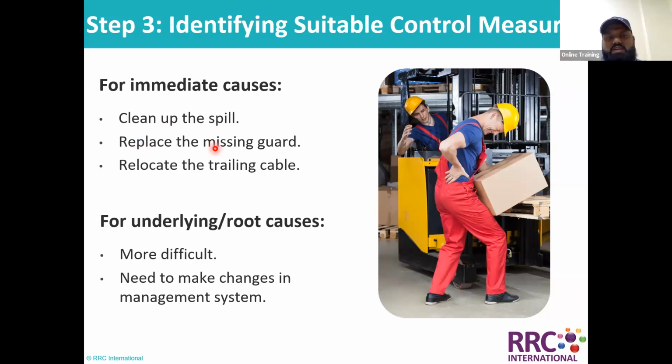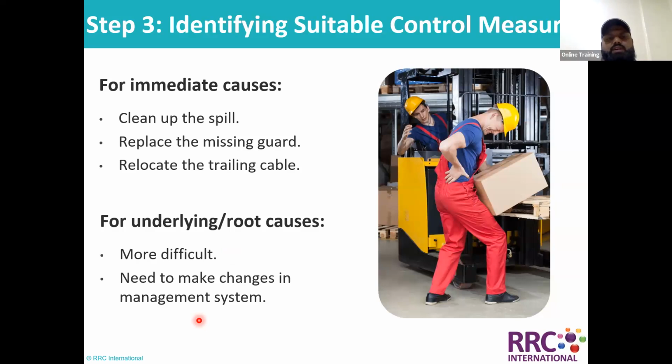Clean up the spill, replace the missing guard, relocate the trailing cable. These are some of the examples which can be identified and fixed immediately on the job site. Then for root causes, sometimes they are hard to identify if you don't have proper training or you don't have a proper trail of the accident. Once you identify the root cause, you have to identify the suitable control measures, and it is not easy to implement them because root causes usually lead us to the management system.